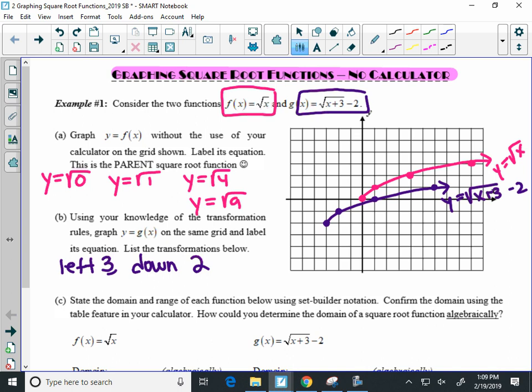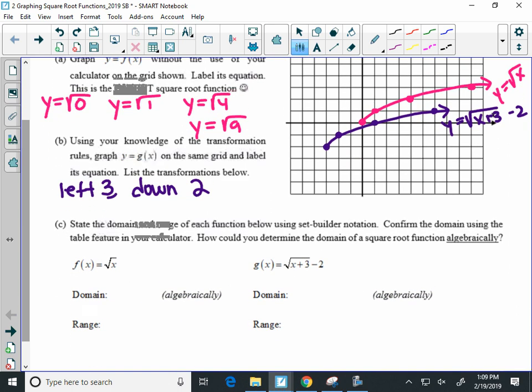Now let's talk about domain and range. We've done domain and range all year, but let's talk about it in relationship to square root. So let's start with the parent function, the pink graph that's on my grid. First, let's find the domain and range by looking at the picture. So if I look here at my pink graph, where's the leftmost x value? 0. Okay, I'm going to use interval notation. So I'm going to start at 0, and it goes to the arrow on the right, infinity. So I'll have 0 to infinity with a bracket.